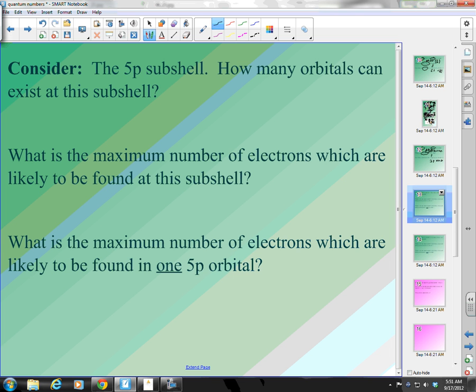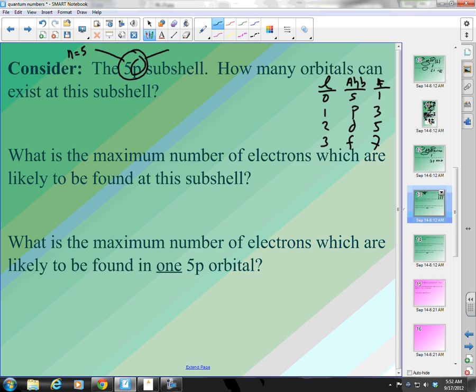Consider the 5p subshell. How many orbitals can exist at this subshell? Okay, 5p. That means I'm at n equals 5, and my L is a p. Hold on, let me write down L: 0, 1, 2, 3. My abbreviations are S, P, D, F. The number of orbitals is 1, 3, 5, 7.